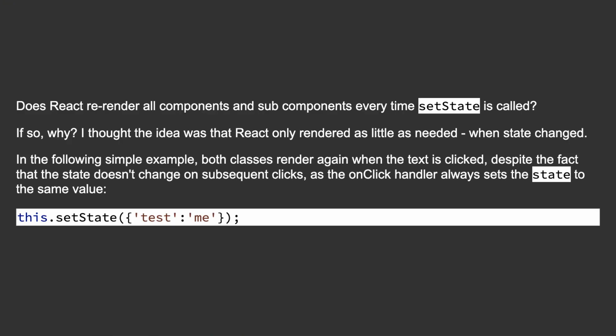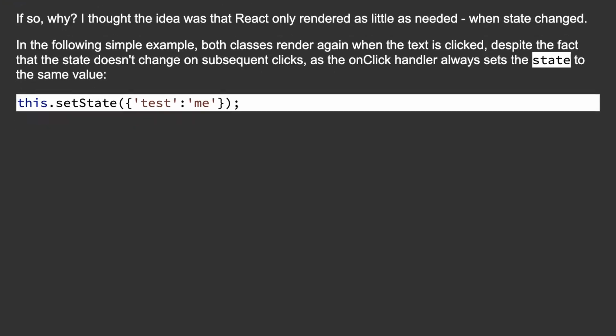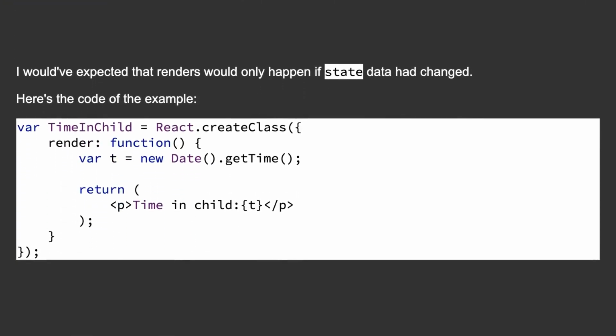In the following simple example, both classes render again when the text is clicked, despite the fact that the state doesn't change on subsequent clicks, as the onClick handler always sets the state to the same value. I would have expected that renders would only happen if state data had changed. Here's the code of the example.